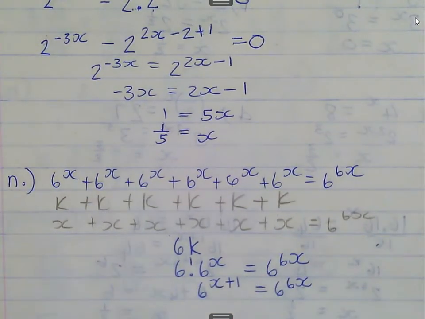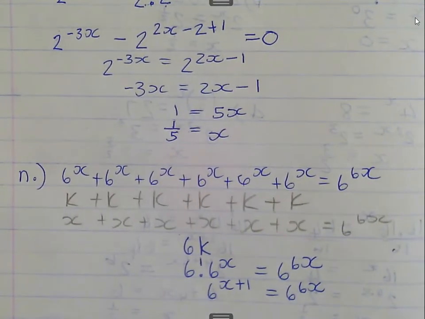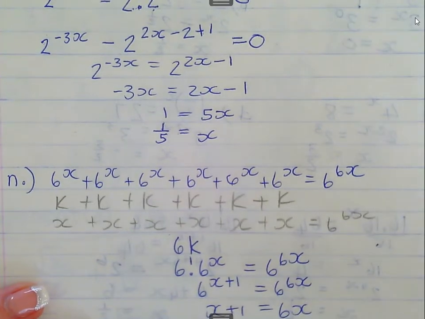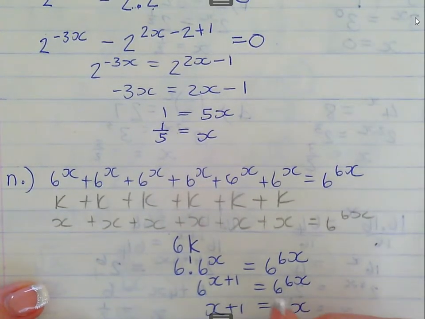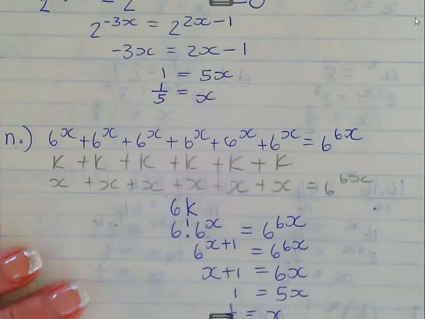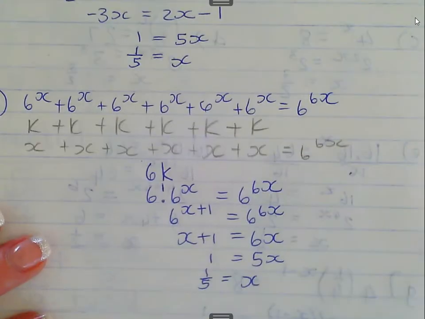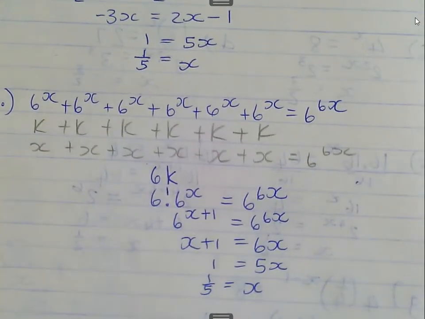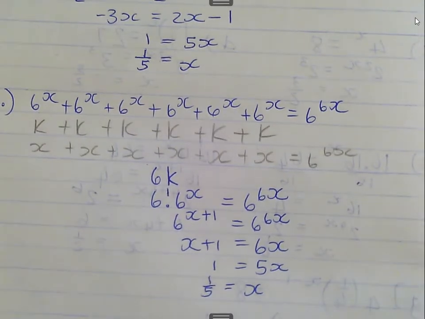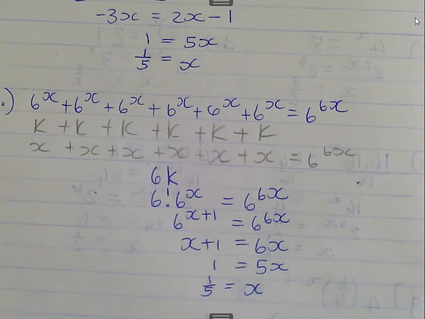My bases are the same. I've got base exponent, throw them away. X plus 1 is equal to 6x. 5x is equal to 1. X is equal to a fifth. Do you all understand that? So this is a trick question. Okay. It is one that has to make you think.